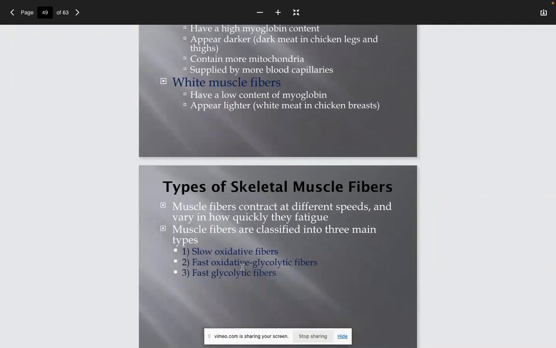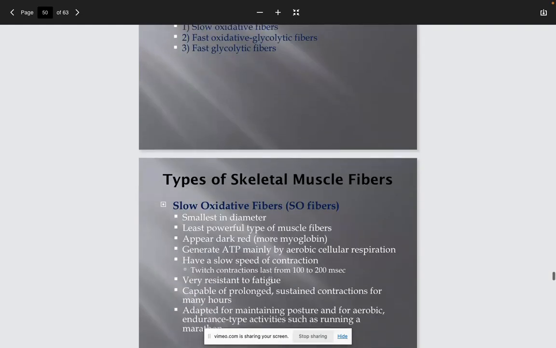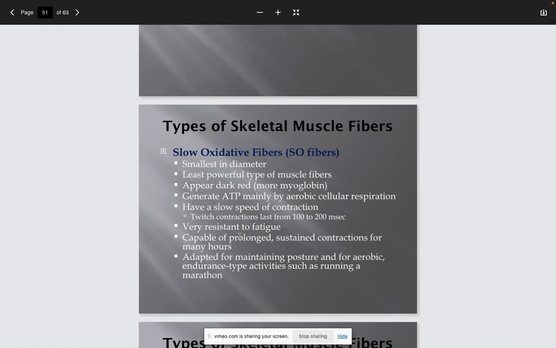So there's 3 different types of muscle fibers. They contract at different speeds and vary in how quickly they fatigue. They're classified into 3 different types: slow oxidative fibers, fast oxidative glycolytic fibers, and fast glycolytic fibers. Slow oxidative fibers are going to be capable of prolonged, sustained contractions for many hours. I want you to think about marathon runners, right? These are the muscles in the back which are responsible for maintaining posture. So muscles in the back that are responsible for maintaining posture are slow oxidative fibers.